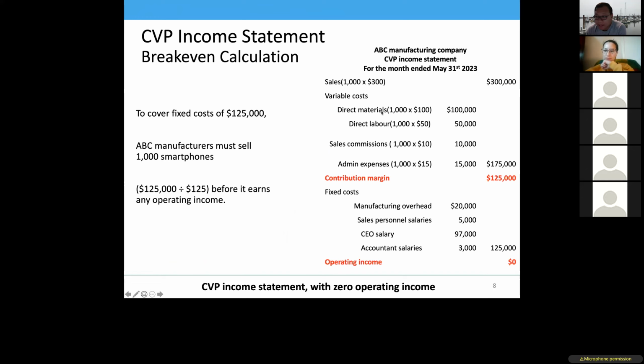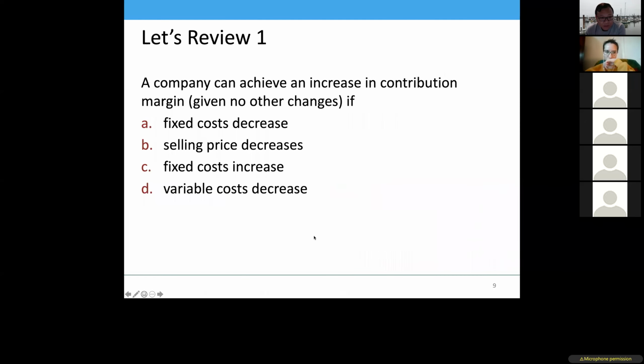Does this make sense? Break even, right? As a company, this is probably a very good estimate, right? If I perform this analysis, it gives me some idea of how much sales I need to have, right? So this tells me, to break even, to cover my fixed cost, I have to at least sell 1,000 units, right? Okay, so let's move on.